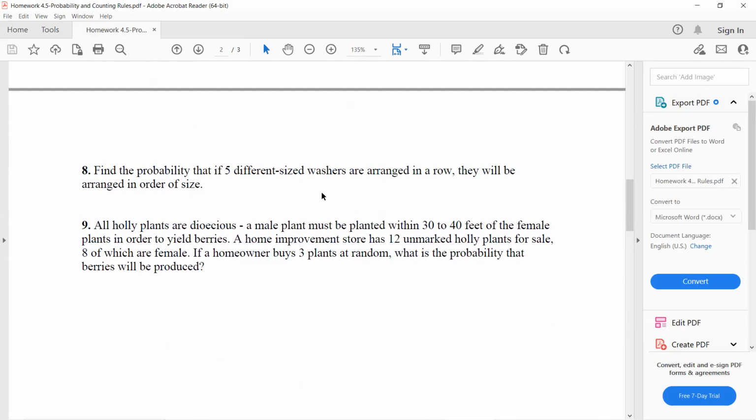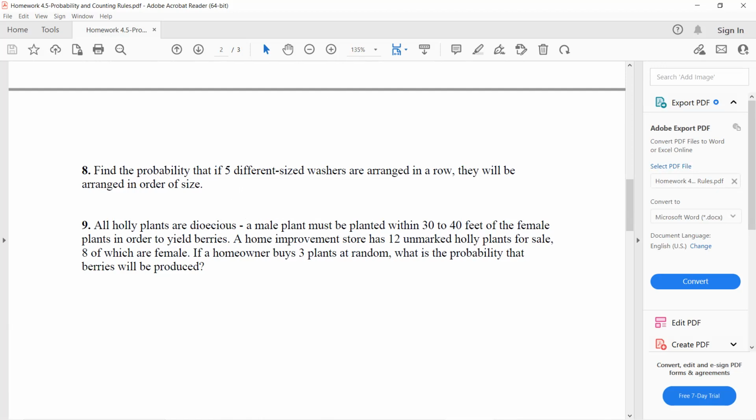Now, if they're different sizes, you can think of them as being distinct. That means that the order here will matter except for the first one and the last one. Because if you're going from the smallest one to the largest one, then those 3 in the middle have to be in a certain order, right? So let me show you this here.